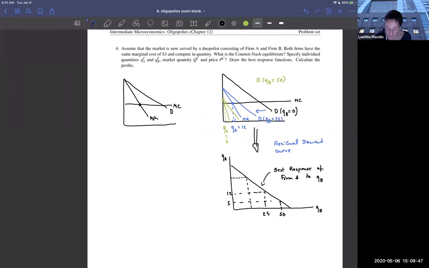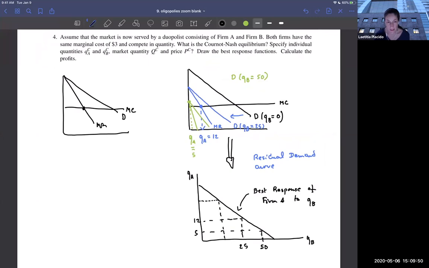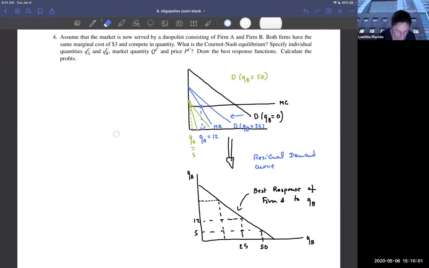All right. So now that you understand what happens, we're going to do the math. I'm going to erase this. So how do we solve this kind of problem? First, remember we have the market demand, and the market demand was 30 minus Q. Now you need to be aware that Q is the sum of QA plus QB. You have two firms on the market. So our market demand is 30 minus QA minus QB.